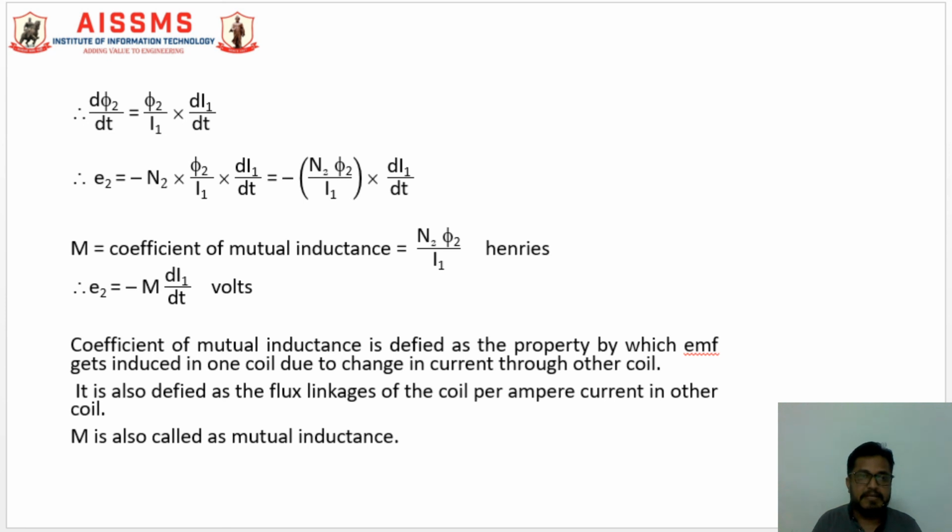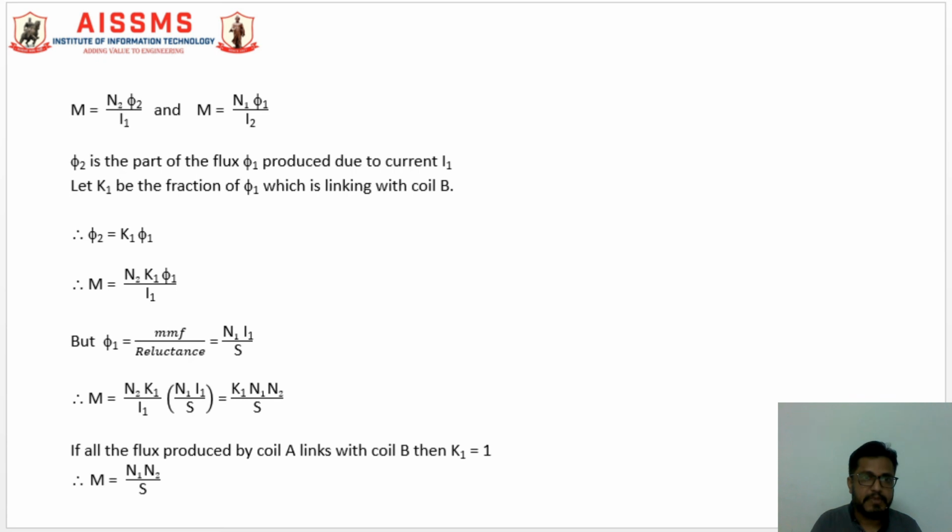It is also defined as flux linkages of the coil per ampere current in the other coil. M is also called as mutual inductance. Now, M equal to what? N2 phi 2 by I1, that is flux linkages with coil B divided by current in coil A, or M equal to what? Flux linkages with coil A divided by current in coil B.